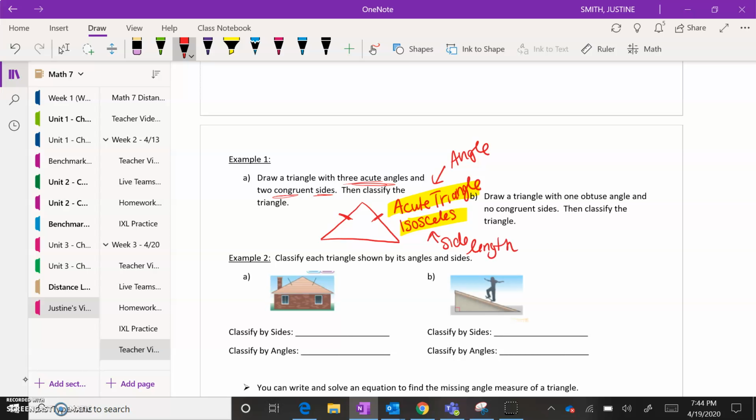Okay, so the next example, draw a triangle with one obtuse angle and no congruent sides. And then we need to classify it. So again, if we want an obtuse angle, we're going to just change our triangle here. And these two angles are acute. And this one's obtuse. Okay, so remember that two angles of a triangle are always acute. So you're really classifying it by that third angle. So because this third angle, and I'm going to actually draw that a little bit better. Okay, but because that third angle is obtuse, it makes it an obtuse triangle.